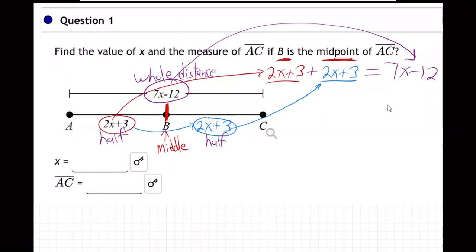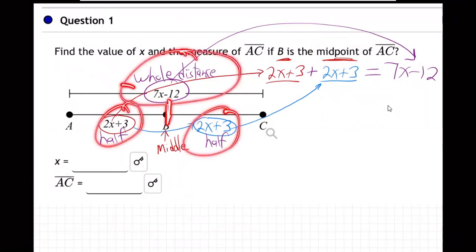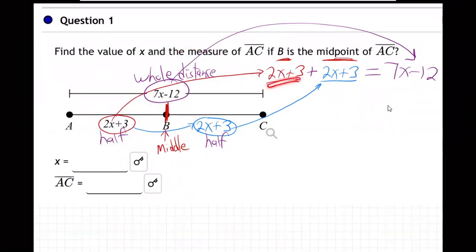See how that works? They're telling me B is the middle. So this half and this half have to add up to be that whole thing. So then we get this equation. Half and half add up to equal the whole. So now we have to solve this equation.